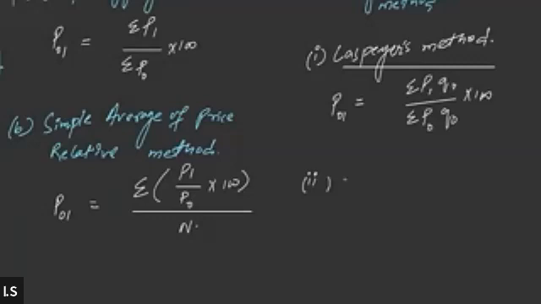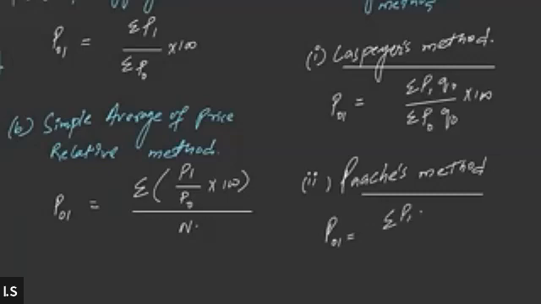After Laspeyres' method, we have the other method, which is called Paasche's method. Paasche's method says the formula to calculate the index number is P01 equals sigma P1 Q1 divided by sigma P0 Q1 into 100.